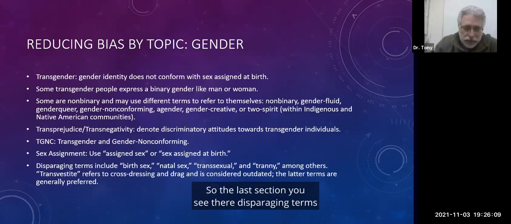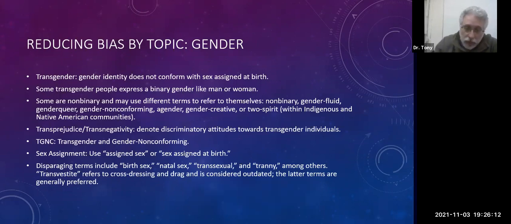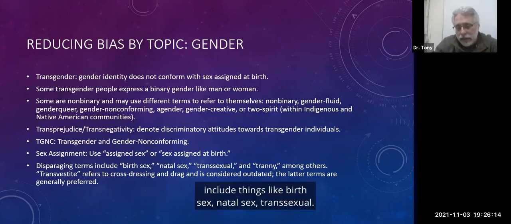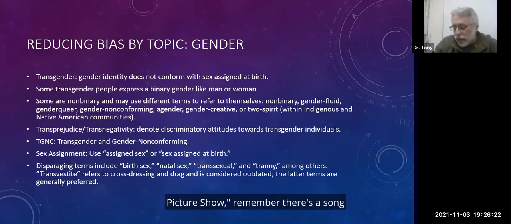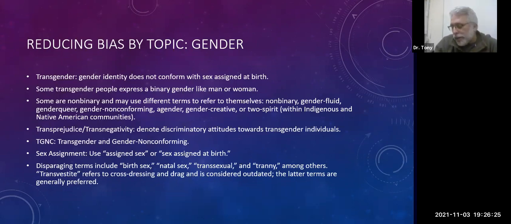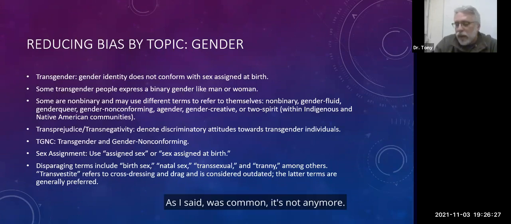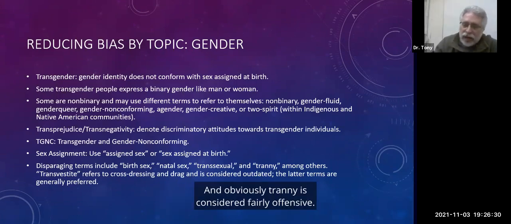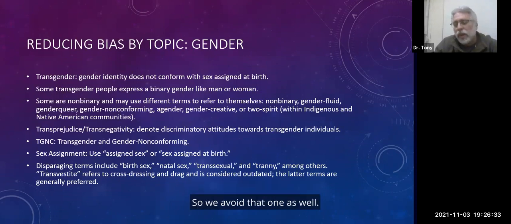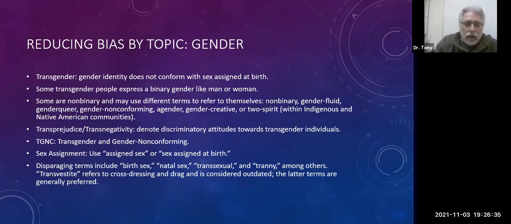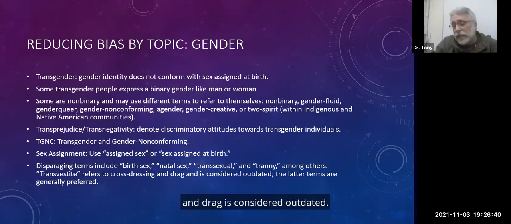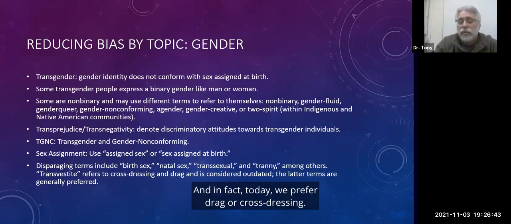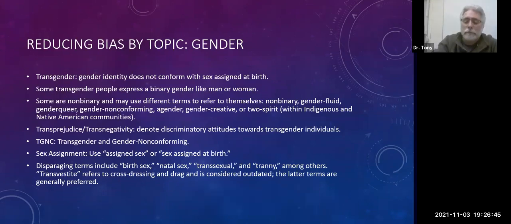The last section you see there, disparaging terms, includes things like birth sex, natal sex, transsexual. That used to be a fairly common term. Those of you who are familiar with the Rocky Horror Picture Show will remember there's a song in there that uses the term. As I said, it was common. It's not anymore. And obviously tranny is considered fairly offensive, so we avoid that one as well. Terms like transvestite, which refers to cross-dressing, are considered outdated, and in fact we prefer drag or cross-dressing.